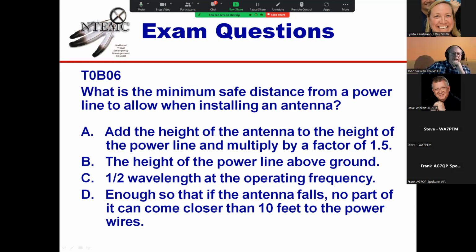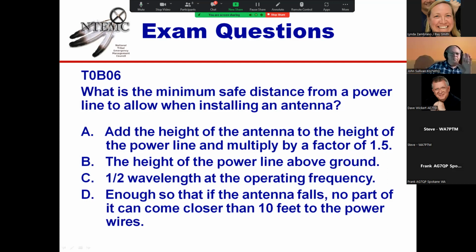The height of the antenna to the height of the power line, and multiply a factor by 1.5. Well, that sounds like an interesting formula, but it's simpler than that. The answer is going to be D. You want it to be far enough away so that if the antenna falls, no part of it can come closer than 10 feet to the power line.